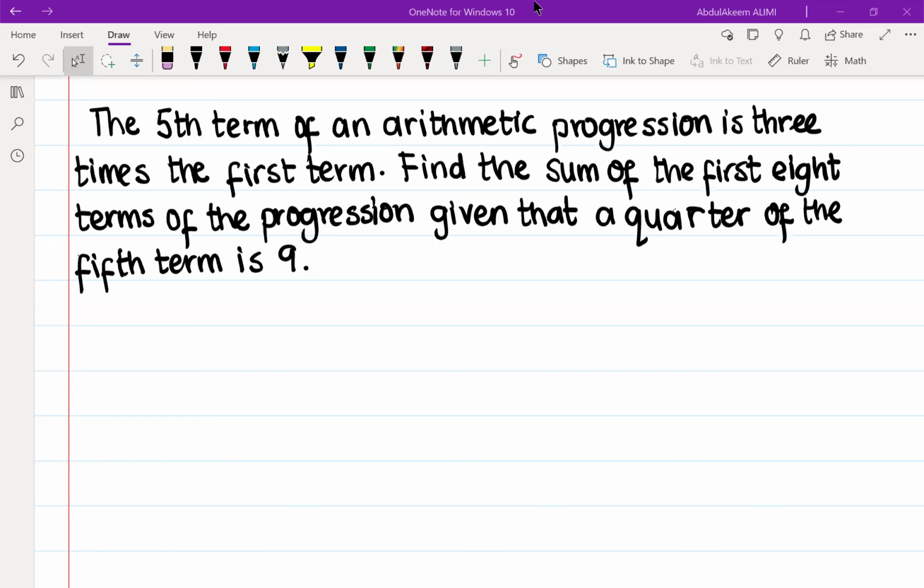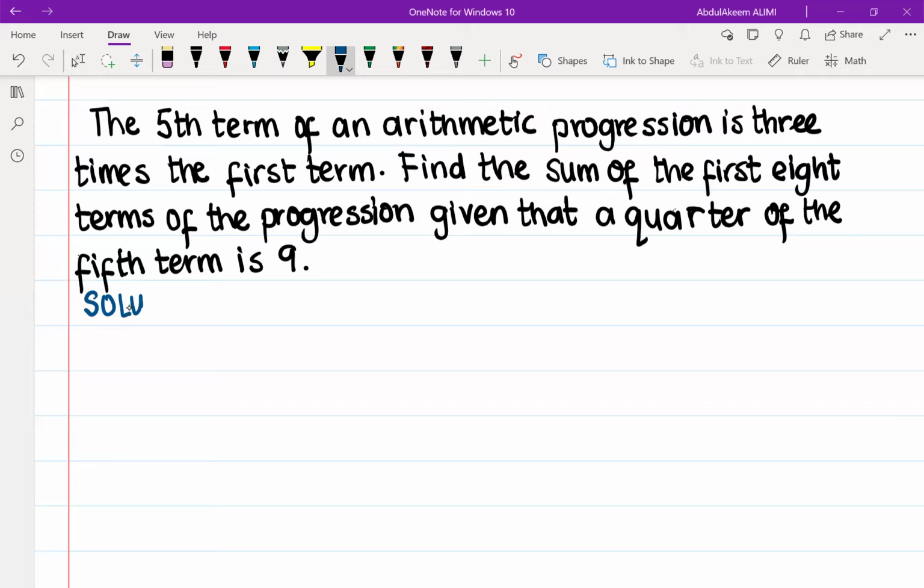Today we have a question under sequence and series, and this one in particular is under arithmetic progression, also known as linear sequence. The question goes thus: the fifth term of an arithmetic progression is 3 times the first term. Find the sum of the first 8 terms of the progression, given that a quarter of the fifth term is 9. This is quite easy for us to solve.